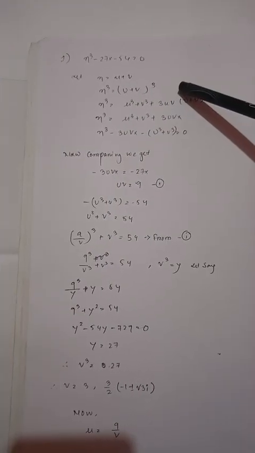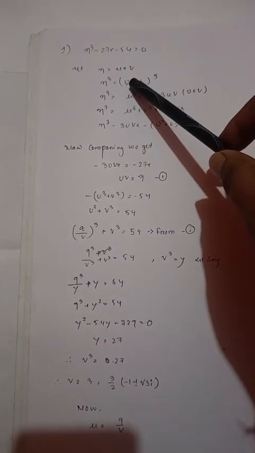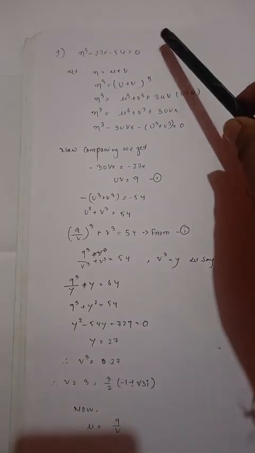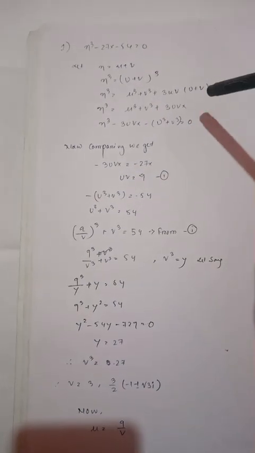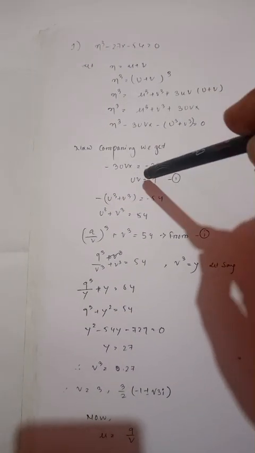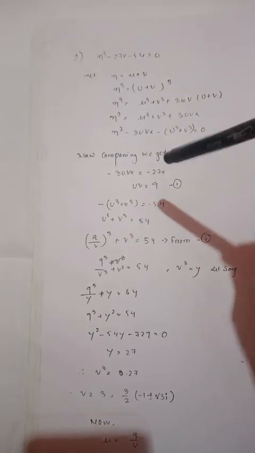Discuss the process of solving the equation by Cardan's method. So let's take x is equal to u plus v. Then we'll cube it on both sides. Then we'll get the equation. Now we have to compare this equation with the given equation, which will give us uv is equal to 9 and u cube plus v cube is equal to 54.